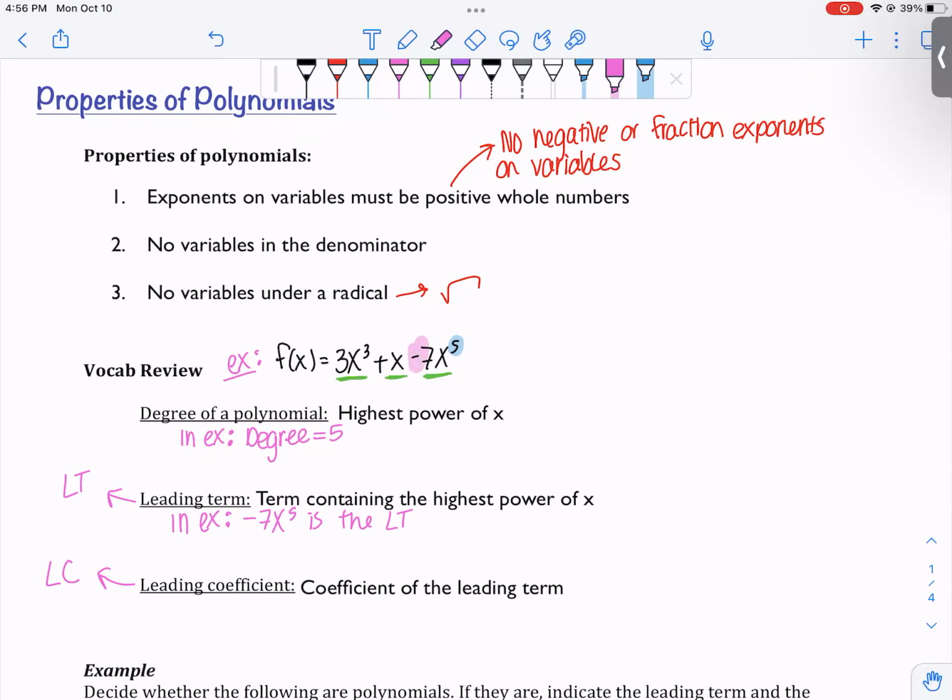Right, so this entire thing here is the leading term, and the leading coefficient is just the coefficient of the leading term. So if the leading term is negative 7x to the fifth, then the coefficient is negative 7. So LC is leading coefficient.